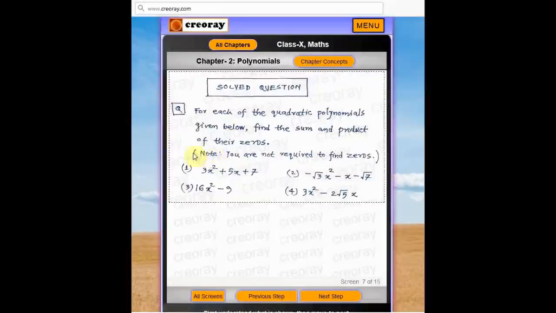See, when you have this kind of a statement in the question, don't go for splitting the middle term or doing anything fancy. Simply use the relation minus b by a for the sum. So in this question, it will be minus 5 by 3. And for the product, 7 by 3, that is c by a. So don't solve the question. Directly use the relationship and write the answer. The answer is given, but I want you to try it.